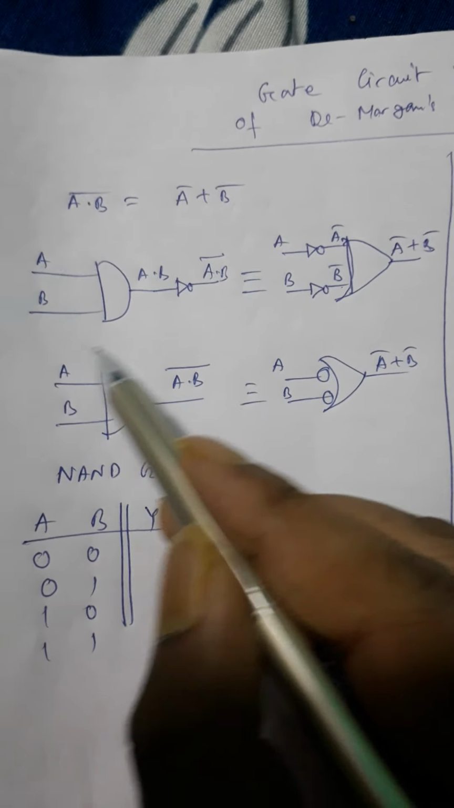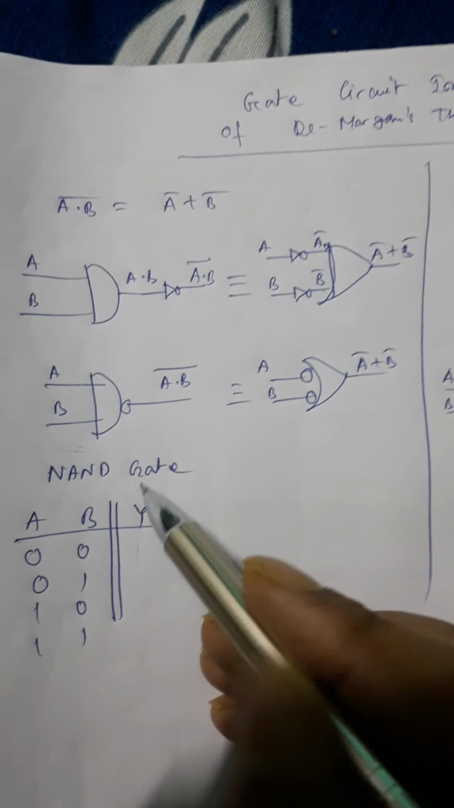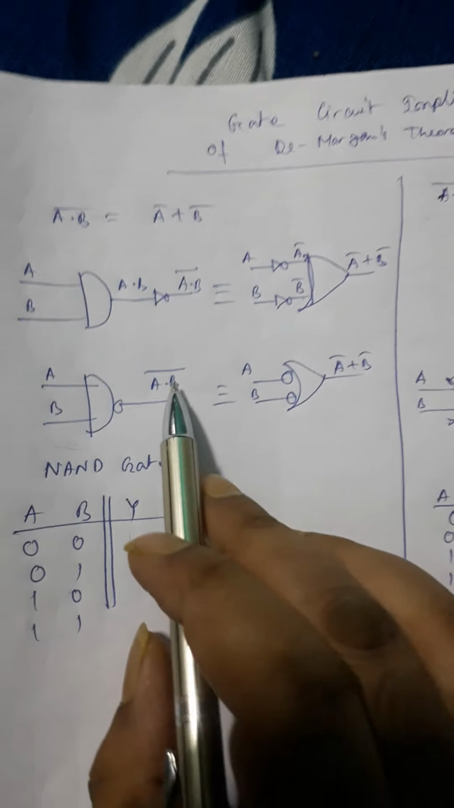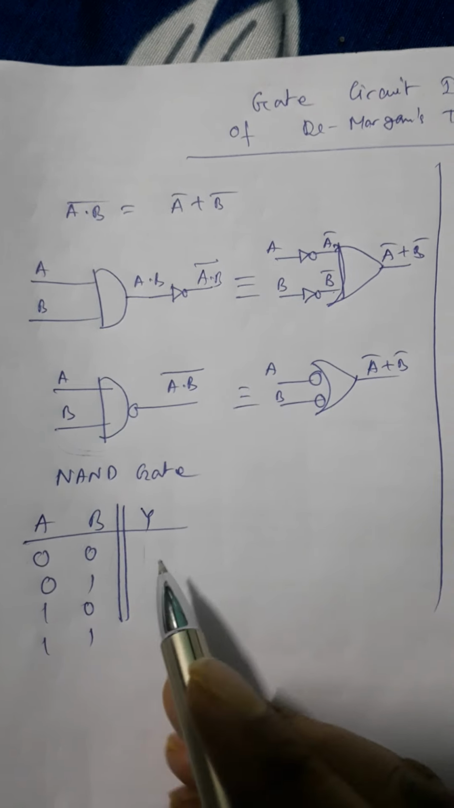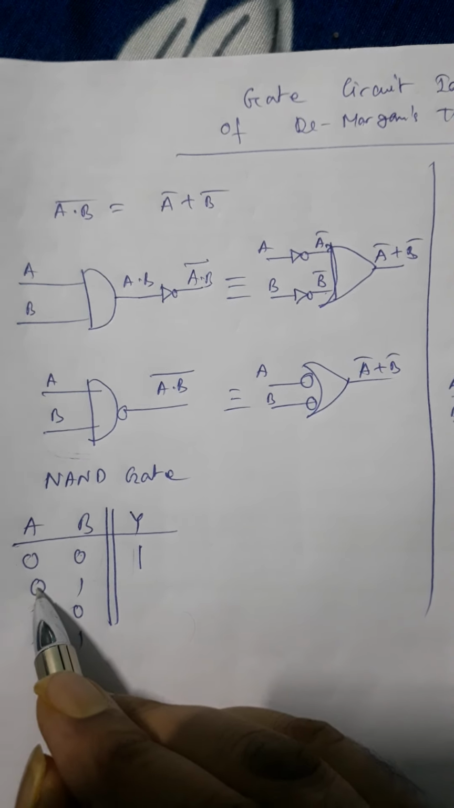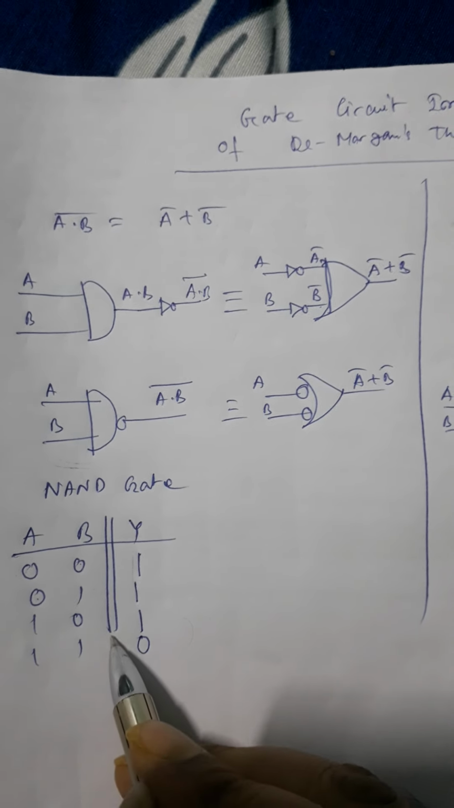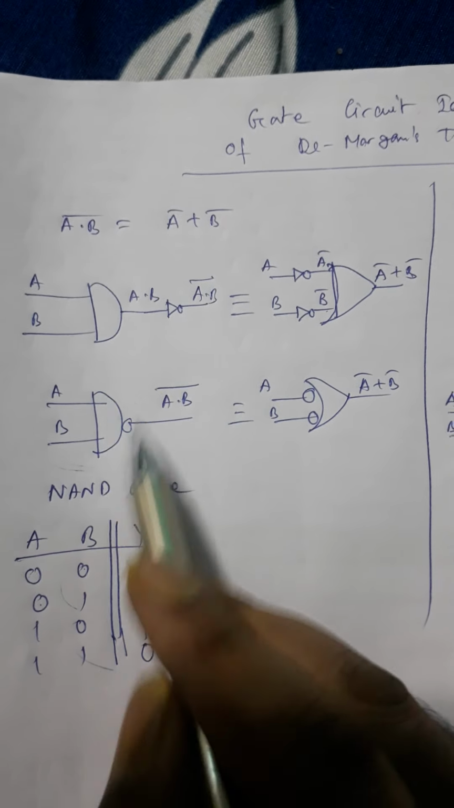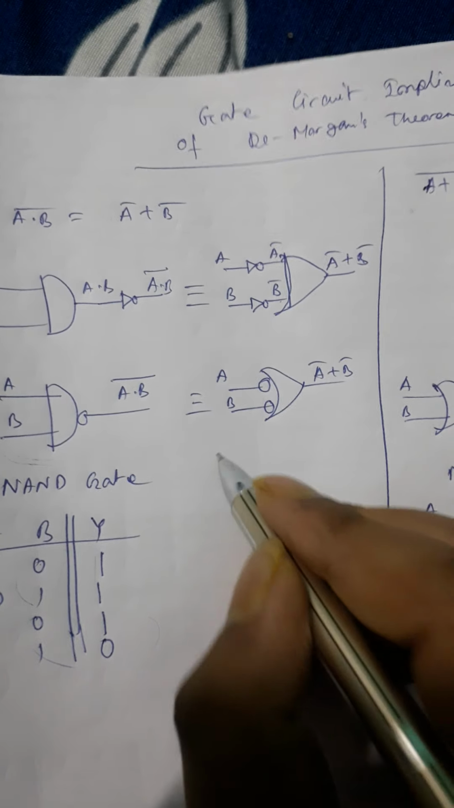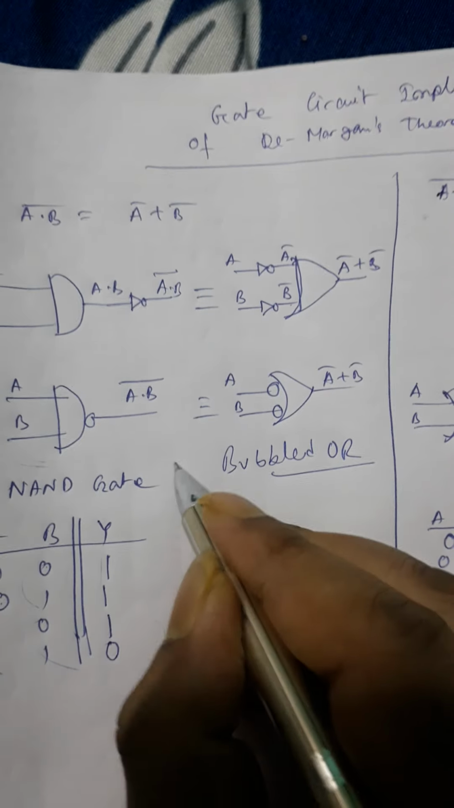So this gate is known as NAND gate. NAND gate means NOT AND. Fine. So 0 0 in case of AND gate would have been 0, but in this case it is 1. 1 0 would have made 0, but this will be 1, this will be 1, and this will be 0. So this is the logic of NAND gate, just the opposite of AND gate. And this gate is known as bubbled OR. So bubbled OR is equivalent to NAND gate.